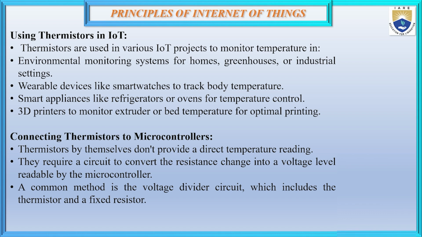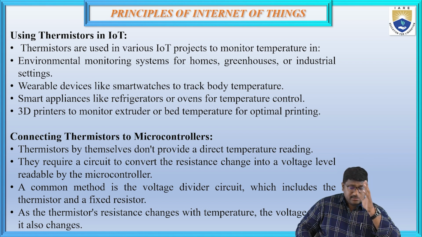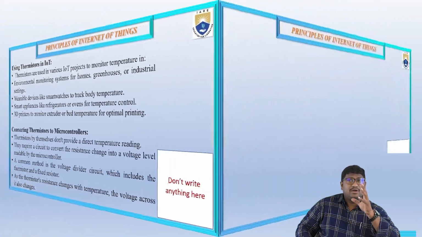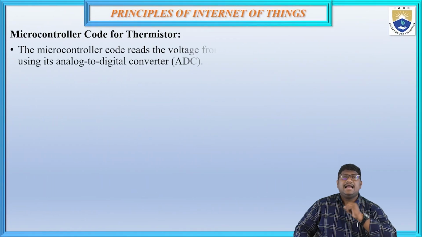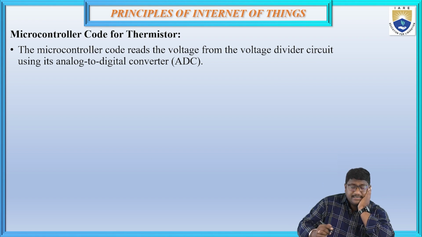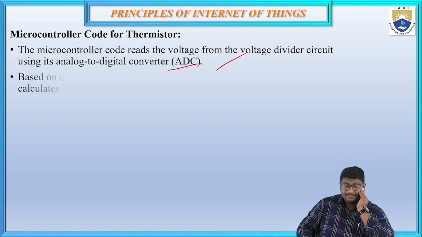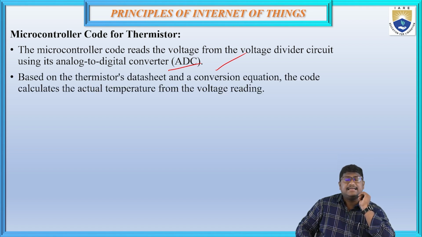And there is a common method, which is the voltage divider circuit, which includes a thermistor and a fixed resistor. This thermistor is going to identify the changes in temperature, and the voltage across it is going to change. And for the microcontroller code for the thermistor, the microcontroller is going to read the voltage from the voltage divider circuit by using an analog to digital converter, which is the ADC.